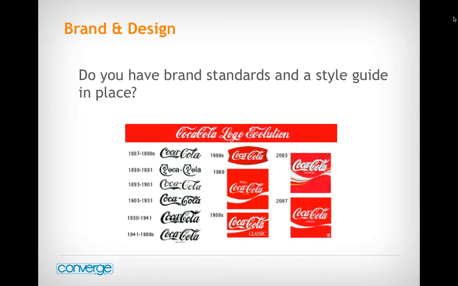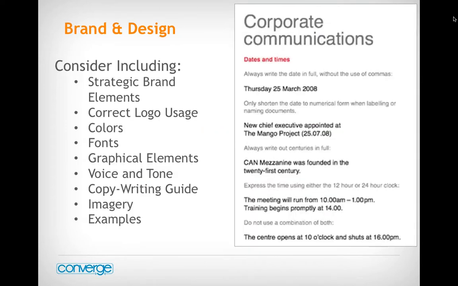If anybody's worked in a big corporate setting before, like Coca-Cola, you know that there are lots of different variations of the logo, and you've probably even met some of the brand police. I happen to be married to one. So if you're putting together your brand standards, what types of things should you include in this?